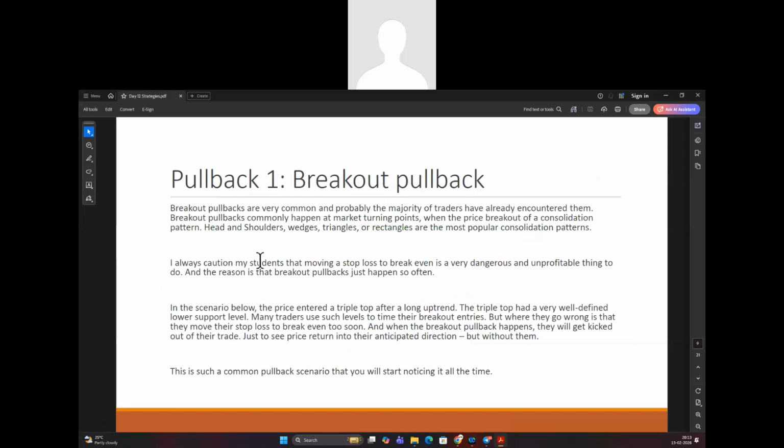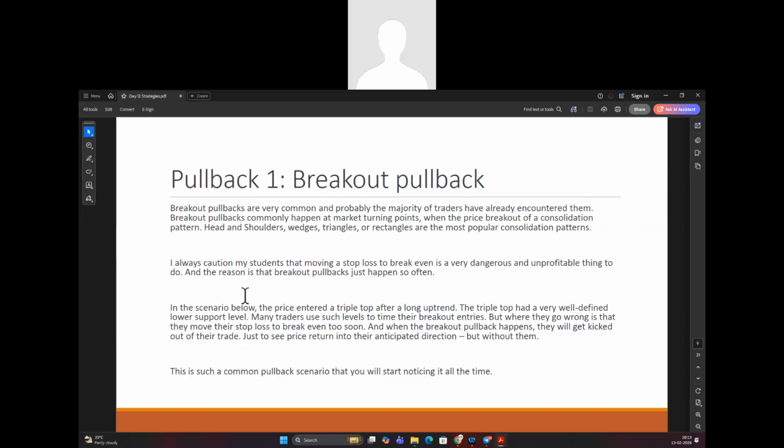I always caution my students that moving a stop loss to break even is a very dangerous and unprofitable thing to do. So I have told you, don't bring it to the break even. Keep it a point below the break even, 10 points to 20 points below the break even. Break even means cost to cost. And the reason is that breakout pullbacks just happen so often.